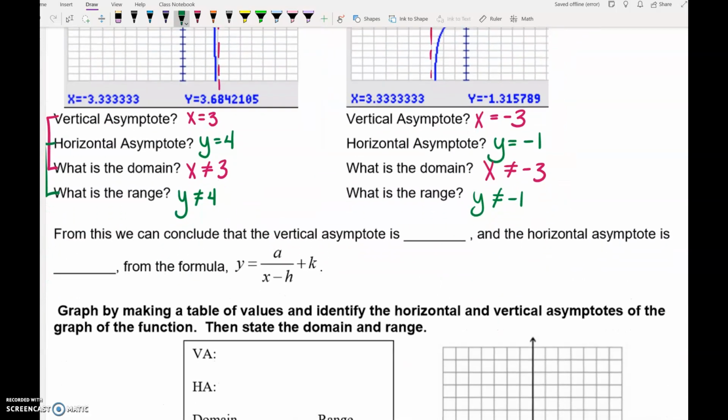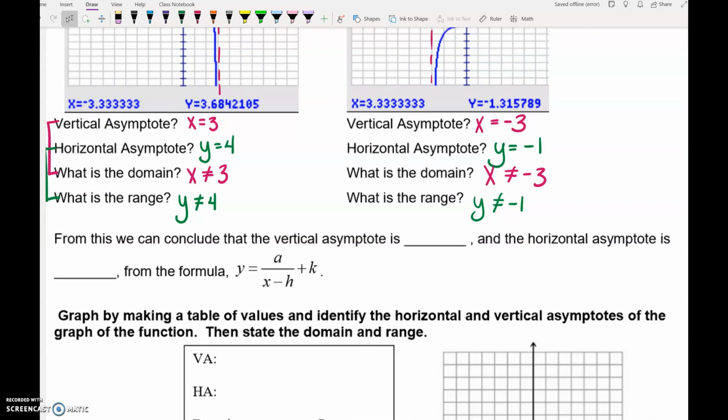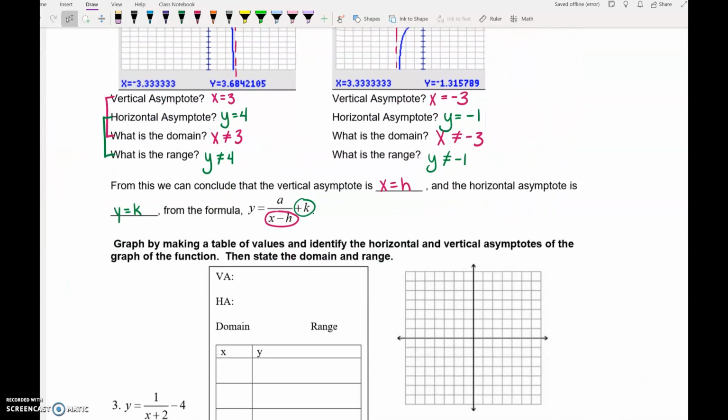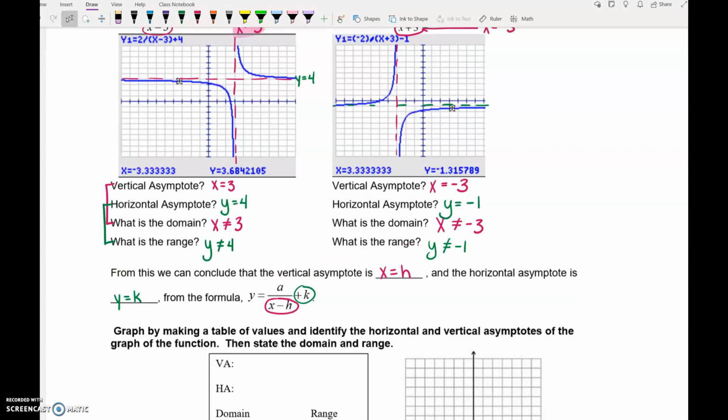All right, so from this we can conclude that the vertical asymptote is going to be x equals h, because h minus h would make 0 at the bottom. And the horizontal asymptote is going to be y equals k, that number that is added after the fraction. For the most part today, I want you to be able to identify the asymptotes and the domain and the range. And from that, you usually will be able to pick out the correct graph.